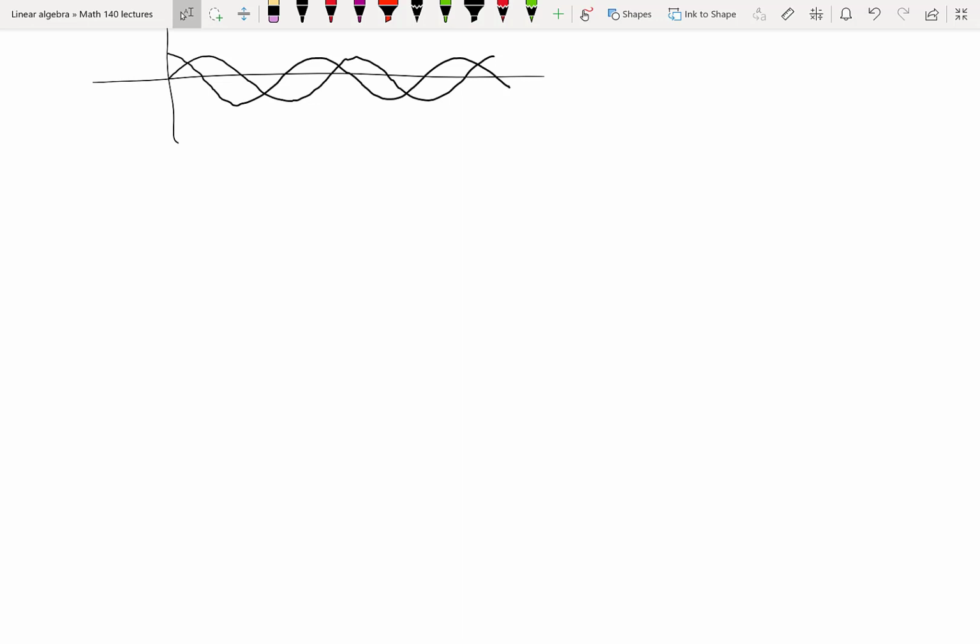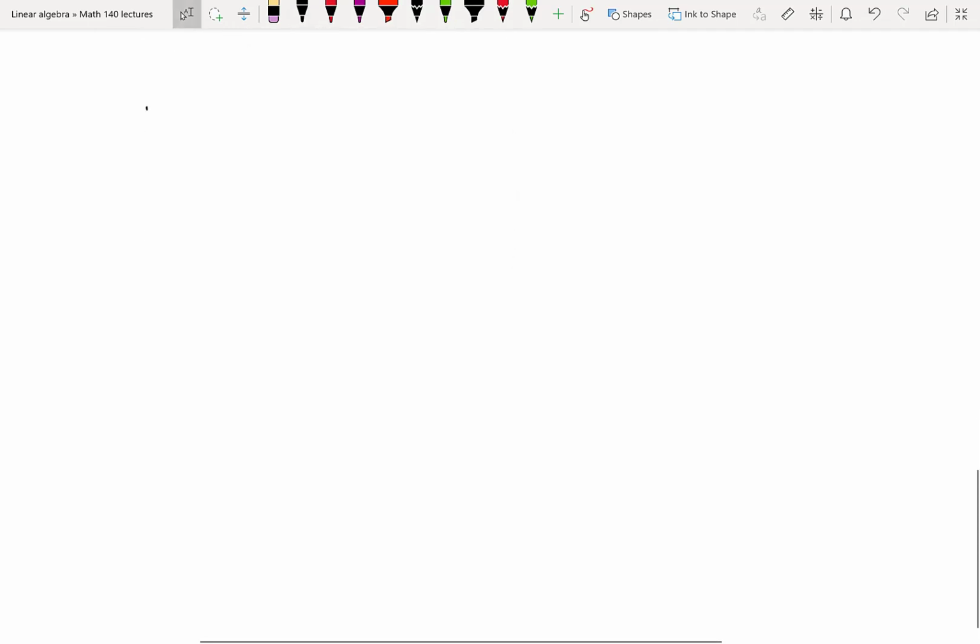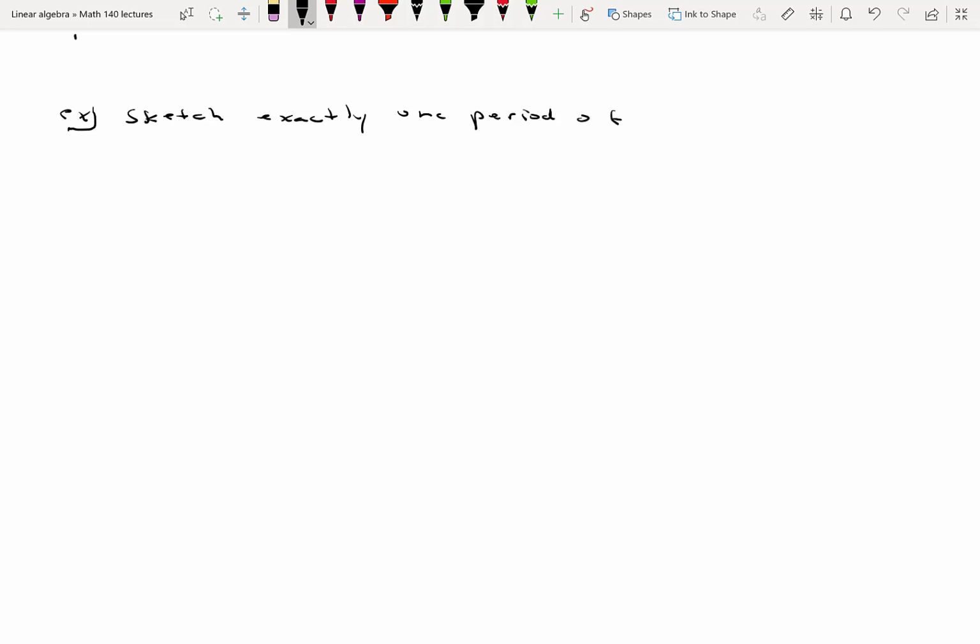So let's start with a graph that contains some sort of phase shift, a shift to the right or to the left. For example, sketch exactly one period of y equals cosine of x minus pi over 2.